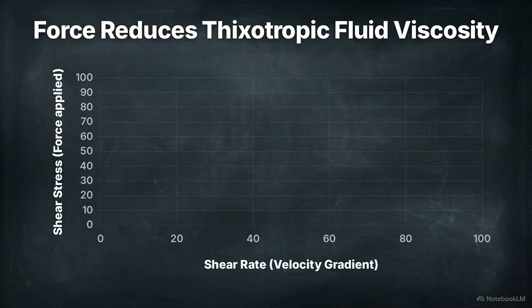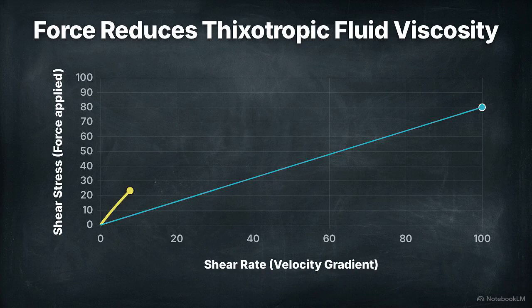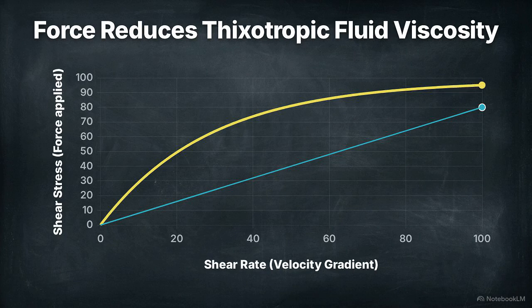This graph maps shear stress against shear rate. For Newtonian fluids like water or motor oil, the relationship is a straight line. No matter how hard you push them, their viscosity remains exactly the same. Non-Newtonian fluids behave differently. A thixotropic fluid, like ketchup or industrial paint, has a curved line. It is shear thinning, meaning the more physical force you apply, the thinner and less viscous it gets.